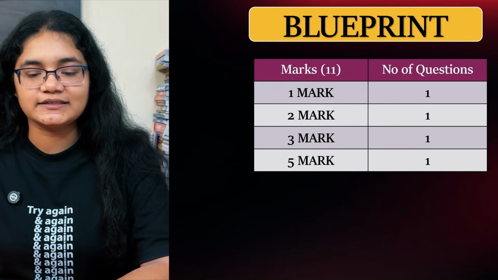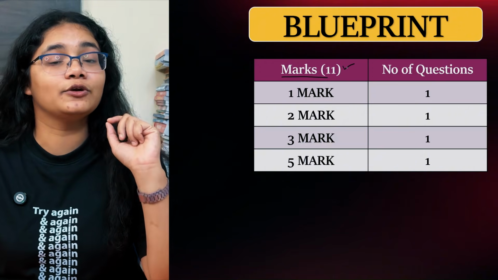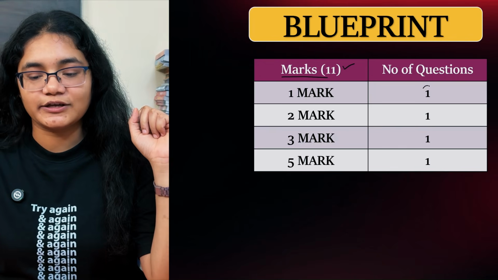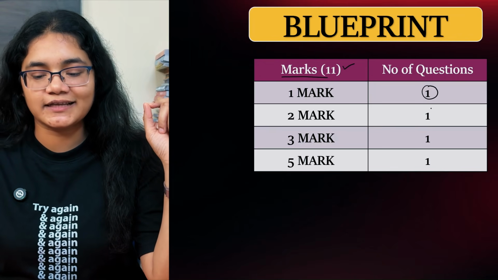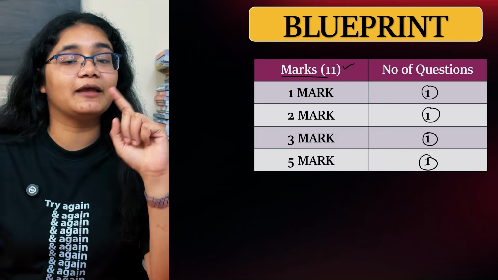So first of all, you can see this chapter is a high weightage chapter as it can give you 11 marks in your board exam. Now, how is this 11 marks distributed? So 1 marker question, there will be 1 question. In 2 marker section, 1 question. 3 marker section, 1 question. And there will be 1 5 marker question.